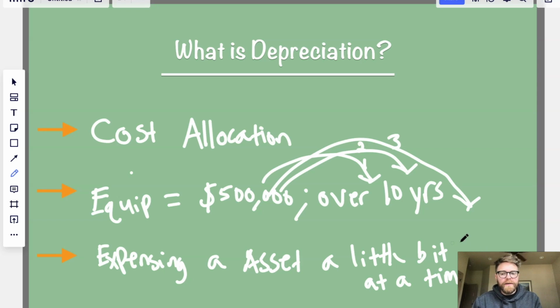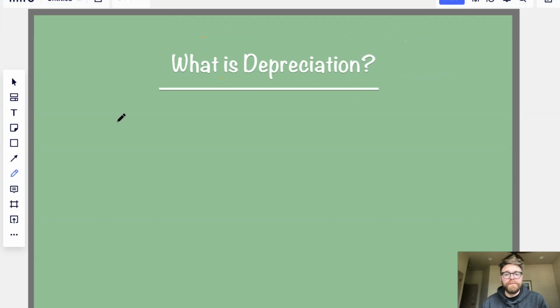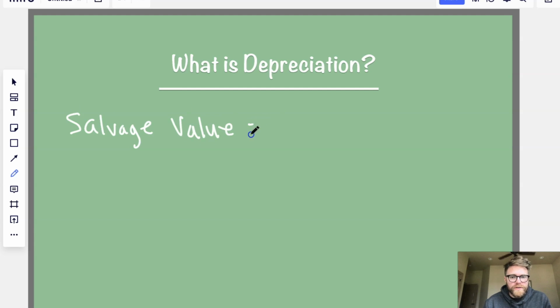Let's go over what is salvage value. So I'm going to move down here. Okay, so let's talk about salvage value. Now, what is salvage value? So when you think of salvage value, I want you to think of trading in your car. So when you trade in your car, let's say that you drive it for a long time, and then you're like, I need to go ahead and trade this in and get a new car. Maybe there's just a lot of problems with the old one.